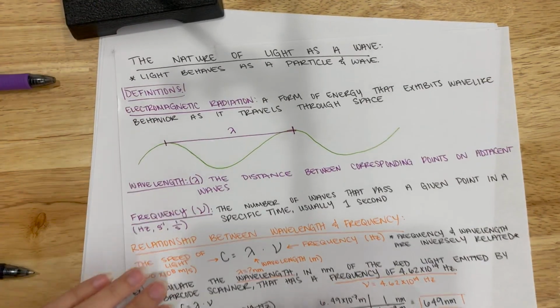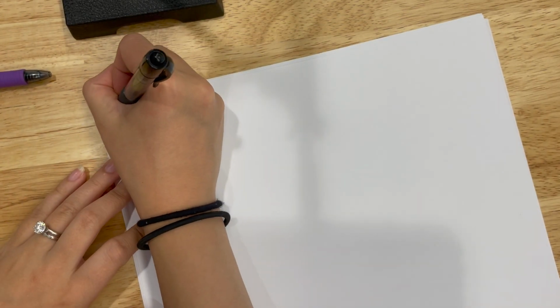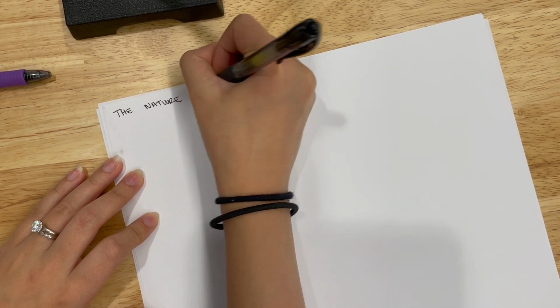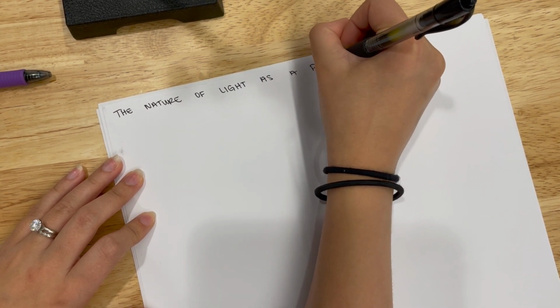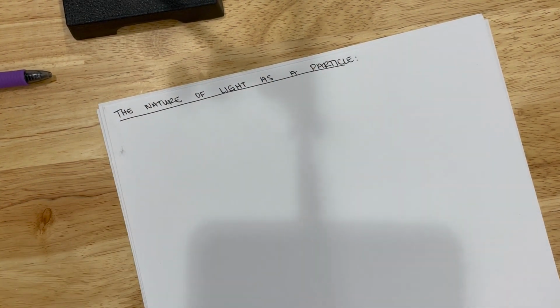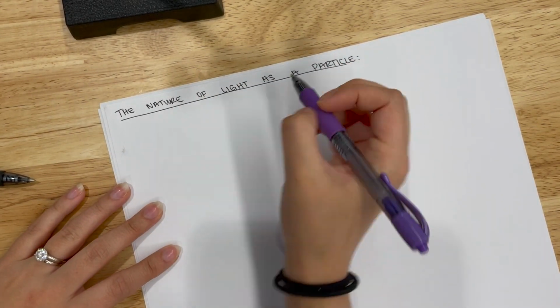Okay, so this is all of our nature of light as a wave, but light also can behave the other way, right? We said at the beginning that light acts as a wave, but it also acts as a particle. So let's go ahead and think about that. The nature of light as a particle. Okay, we're going to once again go through some definitions that are more specific to our particle type behavior.